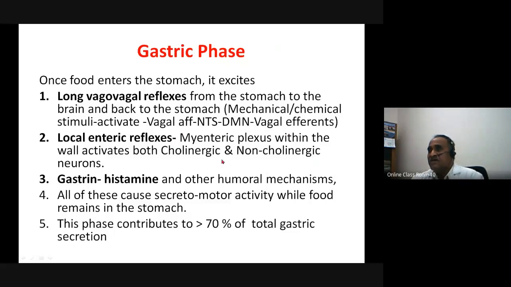Then comes the third component. The neural activity is phasic and lasts for a short period of time. This is maintained by the chemical gastrin. Gastrin in turn activates histamine, which secretes. These things repeat and go on, and they increase both the secretory and motor activity of the stomach, and as I have mentioned, it accounts for more than 70% of the total gastric secretion.